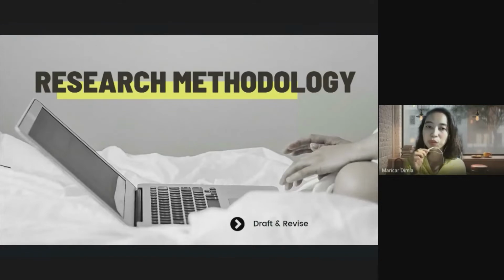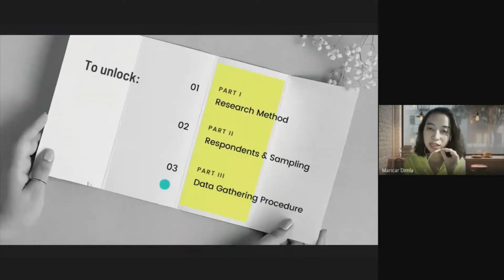The title of Chapter 2 is the research methodology, wherein it has 6 subcomponents. And we will be discussing the first 3 components today. The research method, and then followed by the respondents, is something that you already had last sem, right? And then the last part will be the data gathering procedure.